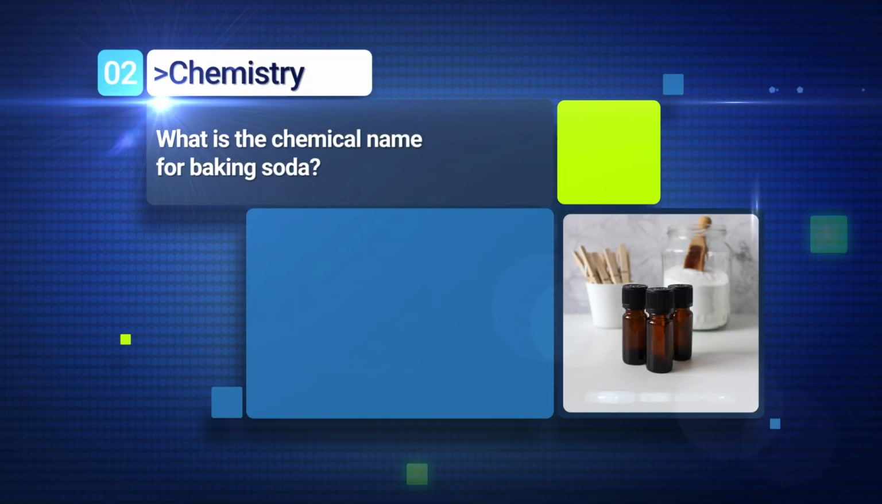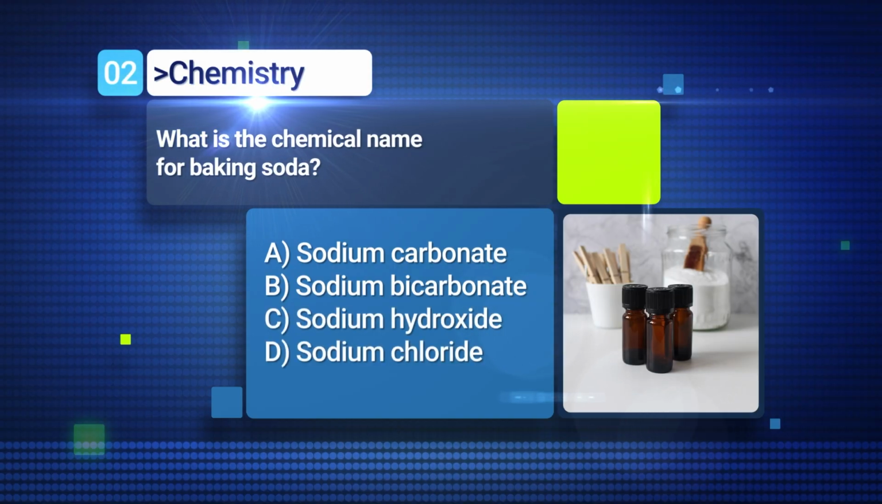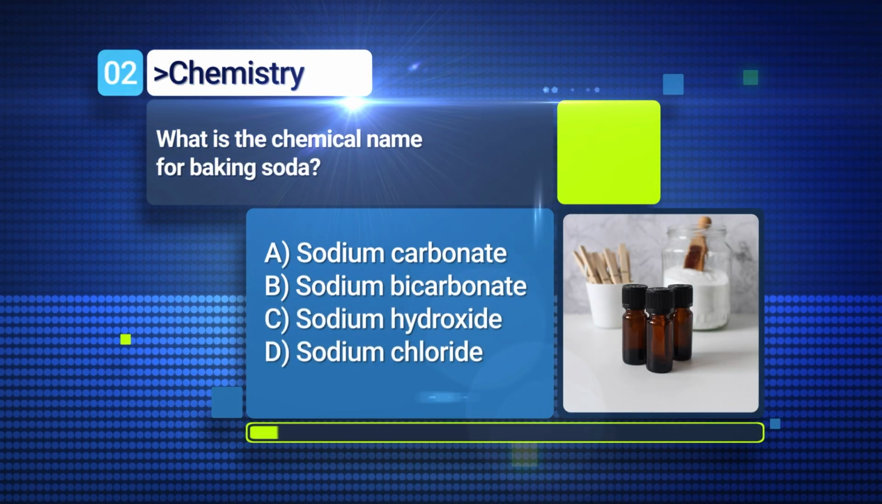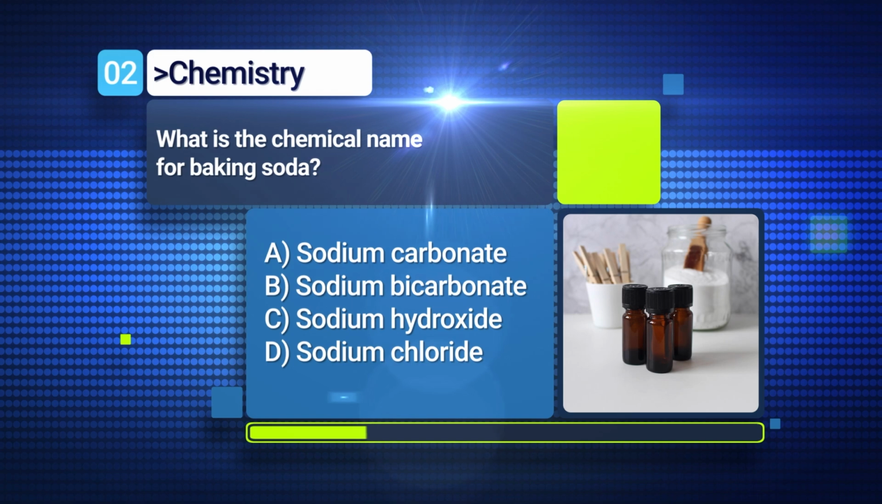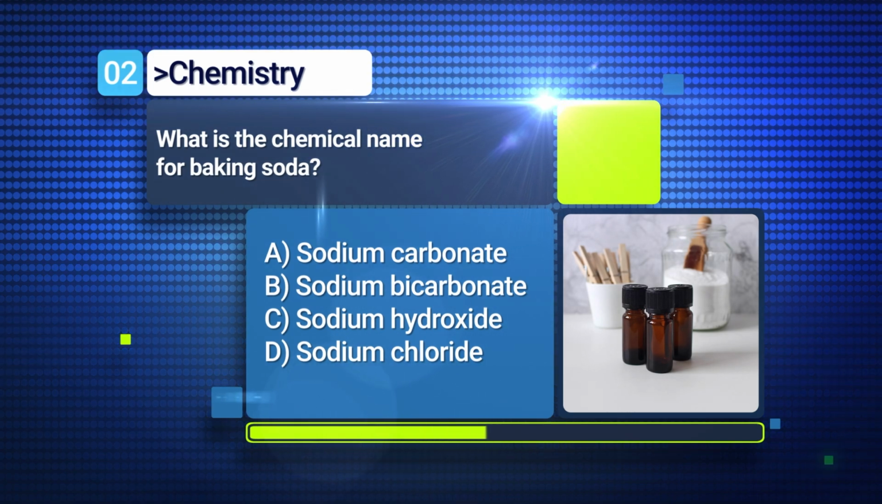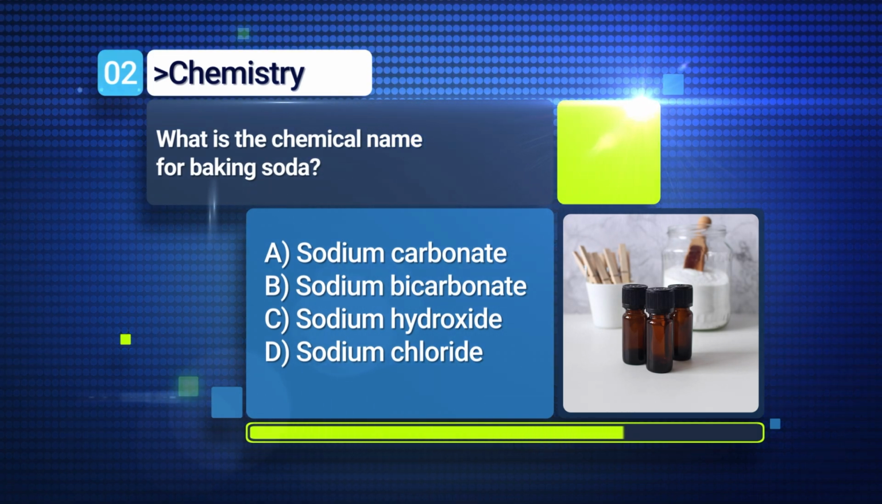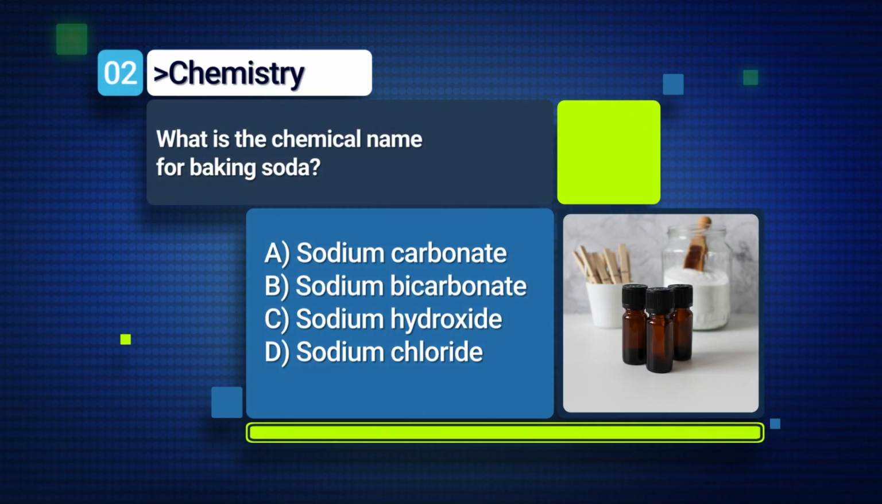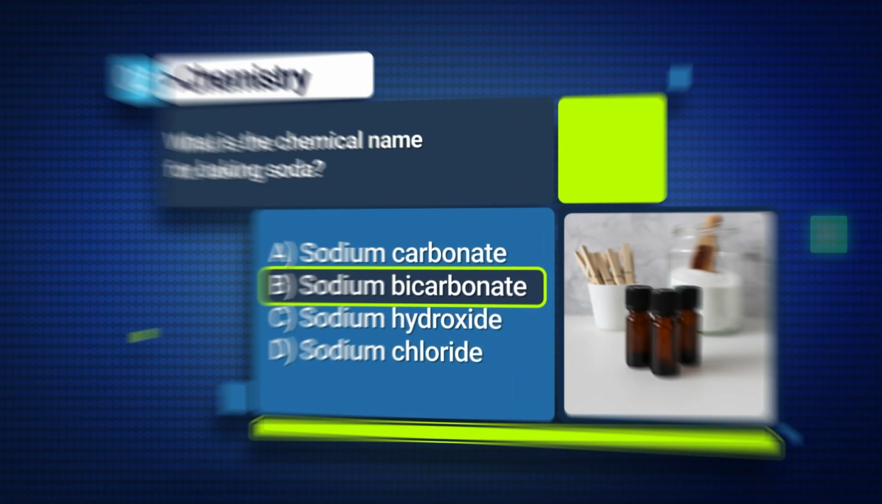Question 2. What is the chemical name for baking soda? A. Sodium carbonate. B. Sodium bicarbonate. C. Sodium hydroxide. D. Sodium chloride. Answer: B. Sodium bicarbonate.